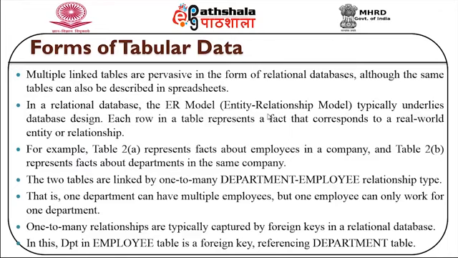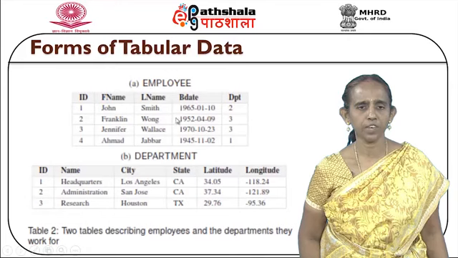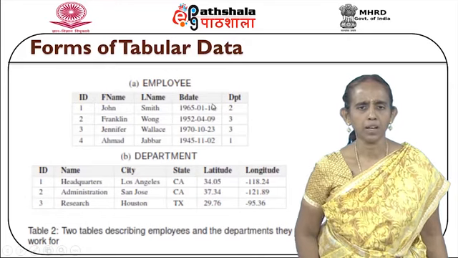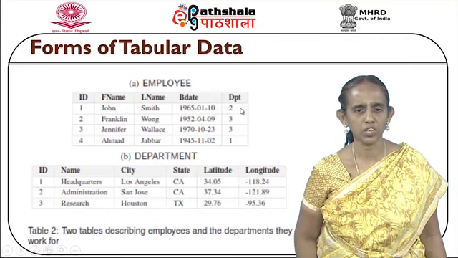One-to-many relationships are typically captured by foreign keys in a relational database. In this, the department in the employee table is a foreign key referencing the department table. So we have the employee table with the employee ID, first name, last name, birth date and the department in which the employee is working.